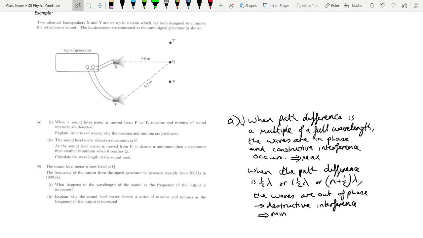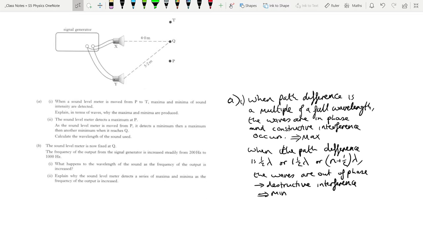Part A. When a sound level meter is moved from P to T, maxima and minima of sound are detected. Explain in terms of waves why the maxima and minima are produced. So I've written there, when path difference is a multiple of a full wavelength, the waves are in phase and constructive interference occurs. So you'd see a maximum. And when the path difference is half a wavelength, or n plus a half wavelength, the waves are out of phase, so you'd find destructive interference.